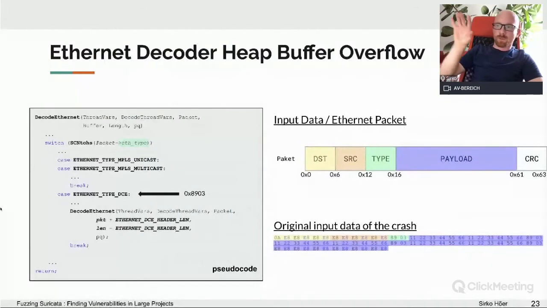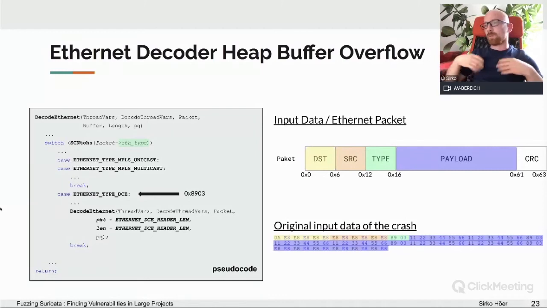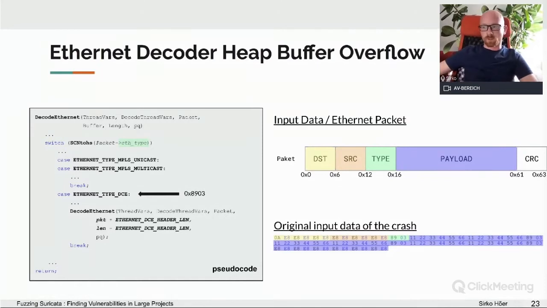I reduced the complexity of the code and made some pseudocode, so I hope you are familiar with it. We have the original input that consists of 6 bytes destination address, 6 bytes source address and the type. And depending on the type, the switch case refers to the specific case and executes the instruction in this case.